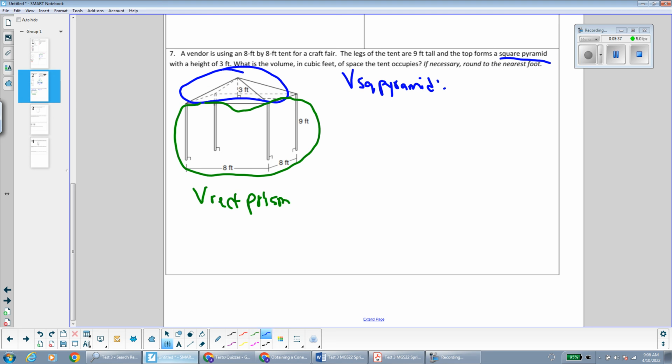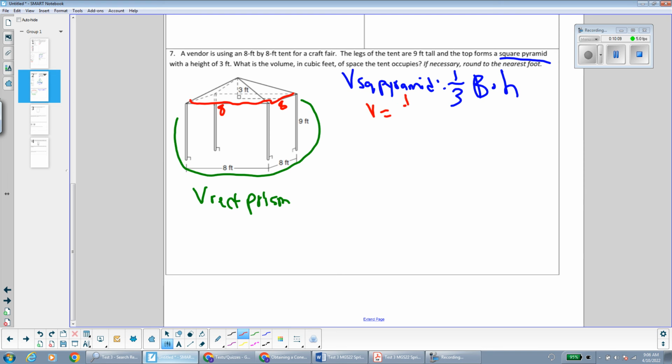Anytime we're finding the volume of any pyramid, the formula is 1/3 area of the base times the height. So it's a square pyramid, and let me just erase the markings here so we can see it more clearly. So the top is a square pyramid, and the square base has a length and a width of 8. And I got that from down here. This is 8, so this is 8.